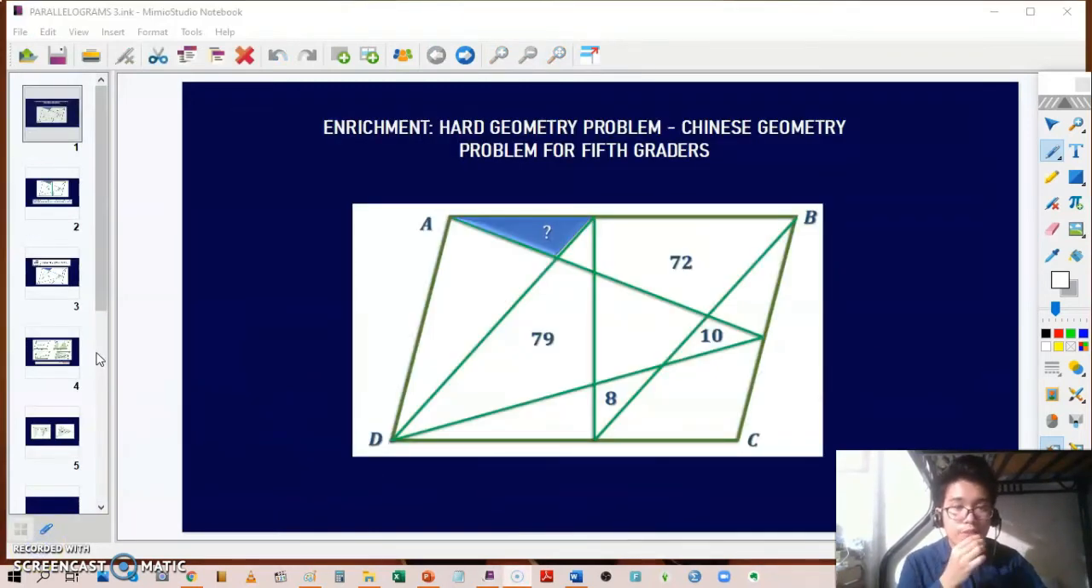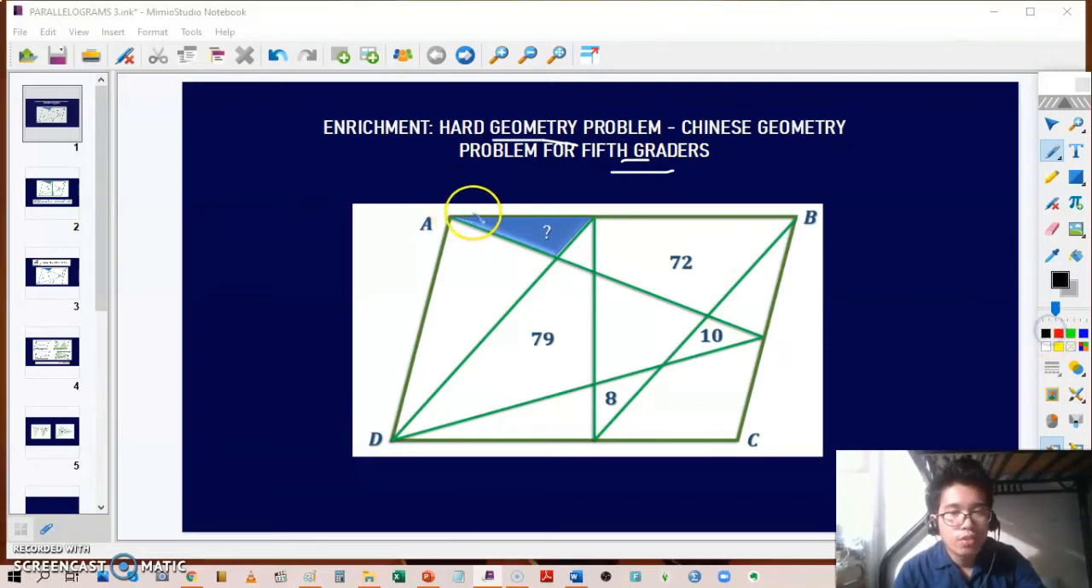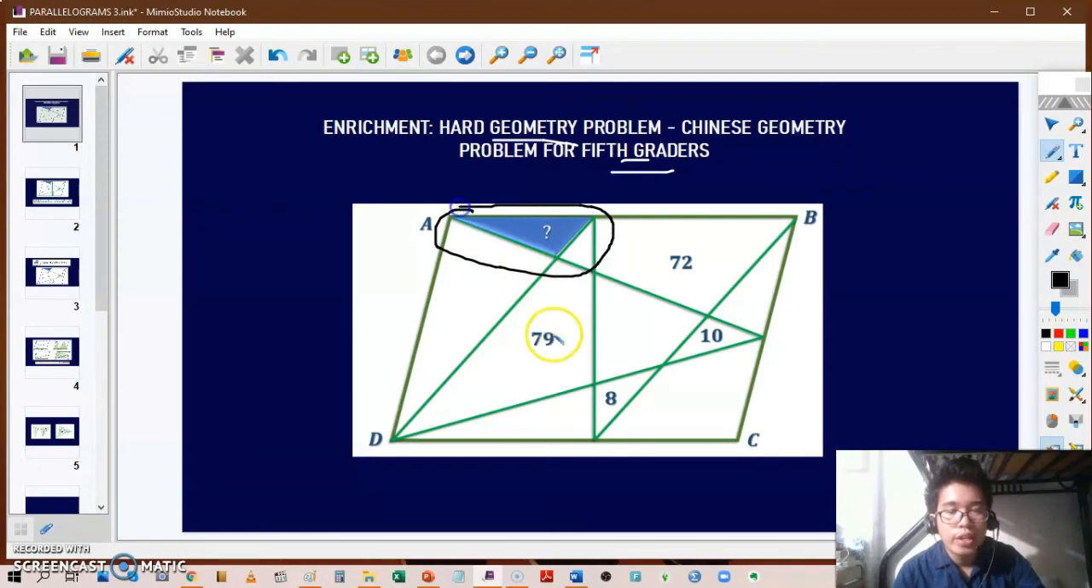So lastly, we have here an enrichment problem. This is a hard geometry problem given to Chinese students at the 5th grade level. It is one of the difficult problems used to determine gifted students in China. For this problem, we want to know the area of this shaded blue region right here, given only these 4 measurements: 79, 72, 8, and 10. So how do you think, guys, can we find the measurement of that blue shaded area?